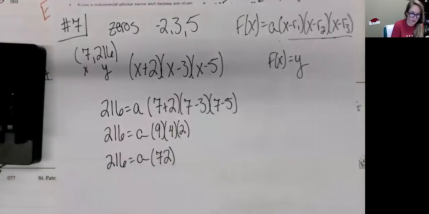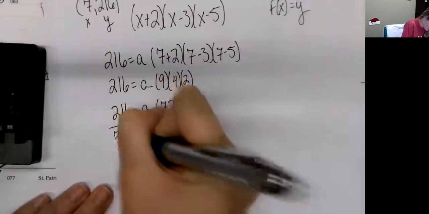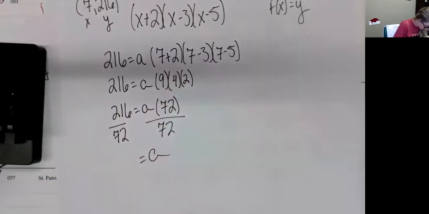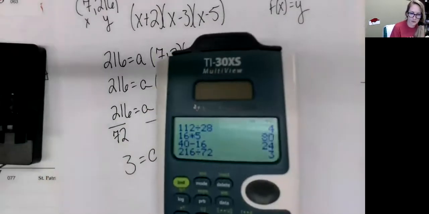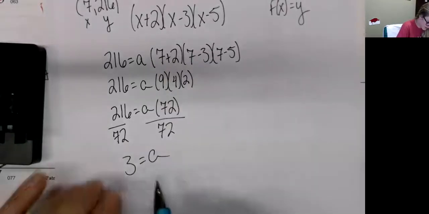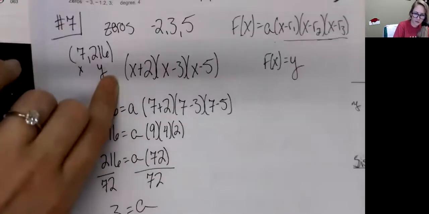I don't know what 216 divided by 72 is off the top of my head. I know that isn't special. Okay, so calculator, 216 divided by 72 is 3. Okay, now we're going to take this 3 and this up here and then multiply it out.